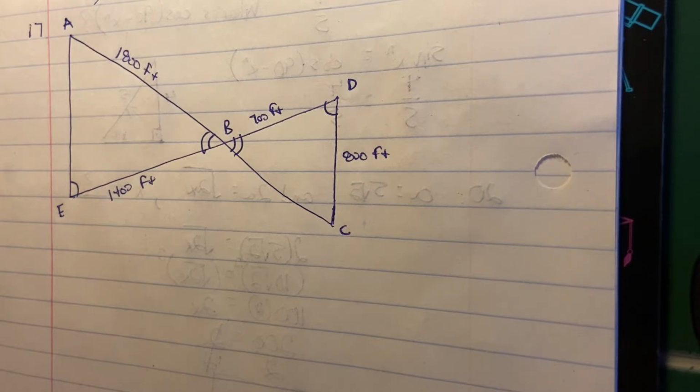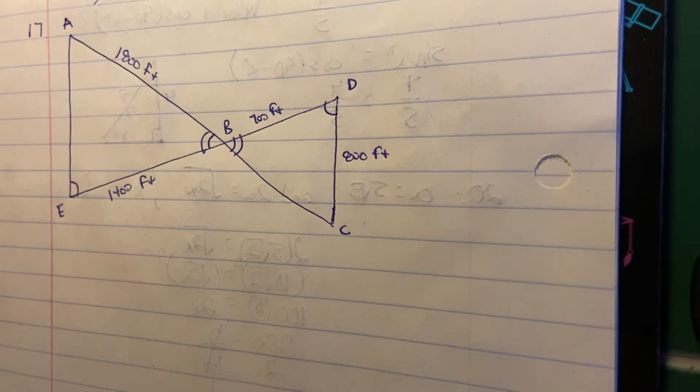But the word respectively is used in this problem, and we have to know what the word respectively means. The word respectively means that if you list a bunch of line segments and then you list a bunch of measurements for those line segments, the first line segment matches up with the first measurement. The second line segment matches up with the second measurement. The third line segment matches up with the third measurement. That's what the term respectively means.